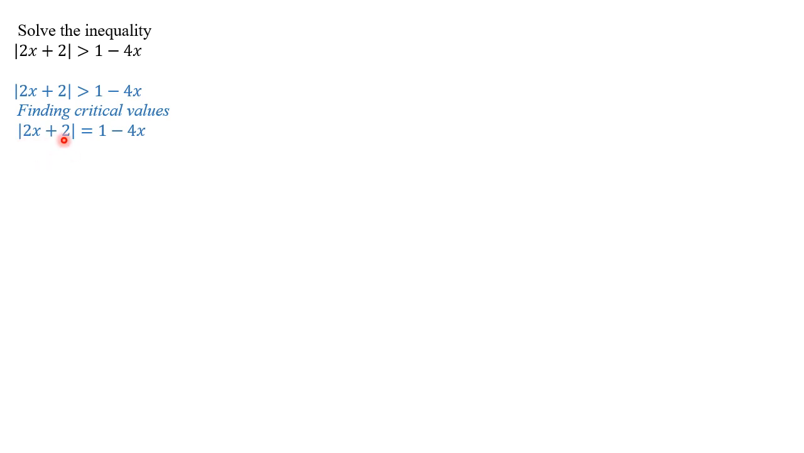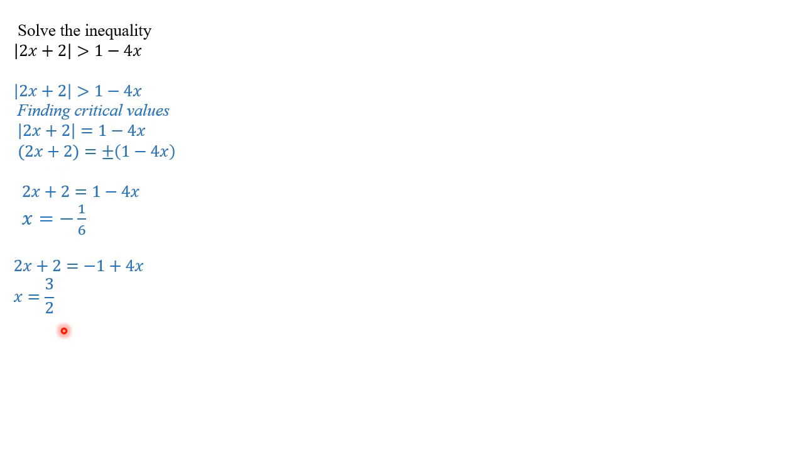So the corresponding modulus equation is modulus of 2x plus 2 equals 1 minus 4x. This translates to 2x plus 2 equals plus or minus (1 minus 4x). So we have 2x plus 2 equals 1 minus 4x, which gives us x equals minus 1 over 6 by solving for x. For the other one, taking the minus, we have 2x plus 2 equals minus 1 plus 4x, so this becomes x equals 3 over 2.